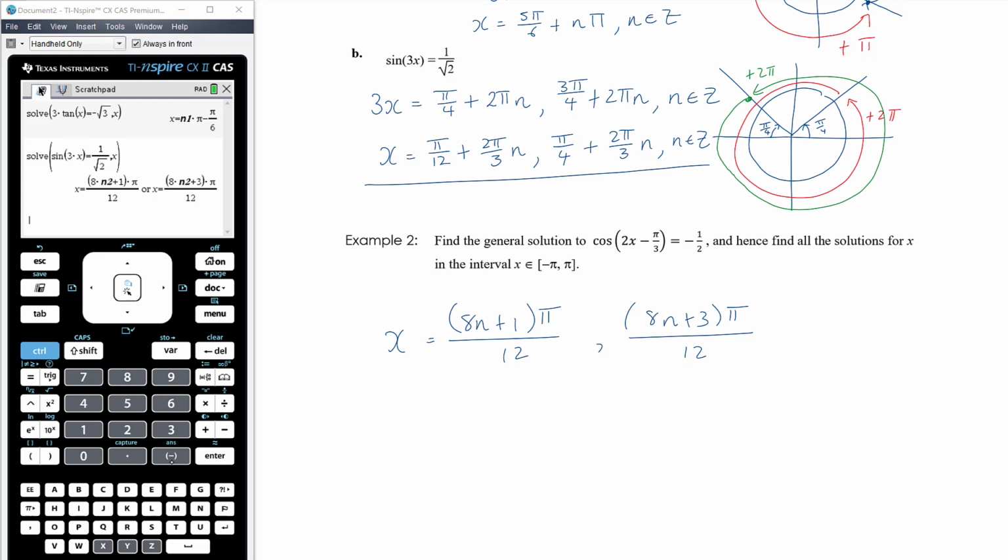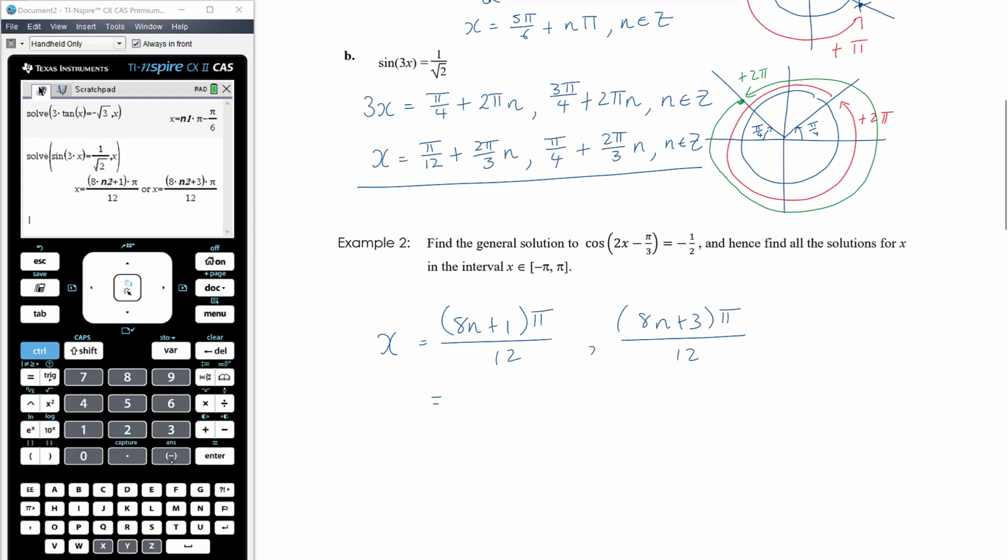We didn't write each family of solutions as one single fraction. So if we split this, let's break this up. This is 8n pi over 12 plus pi over 12, and this is 8n pi over 12 plus 3 pi over 12.